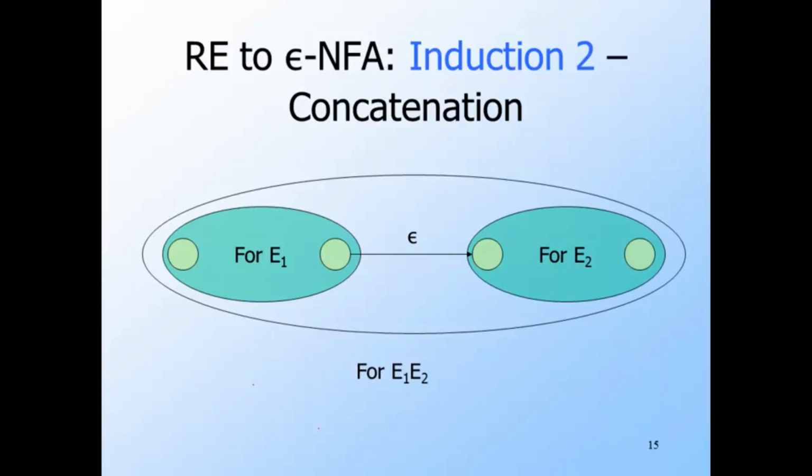Any path from the start to final state must first pass through E1. That is, it will do something like this. Then it will take this epsilon arc, and then it will do something in E2. There's no other option because you can't get into or out of the green areas except as shown.